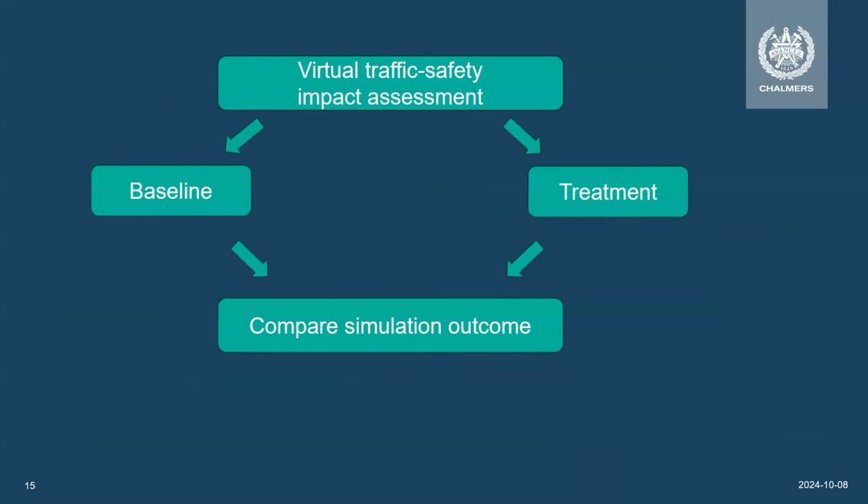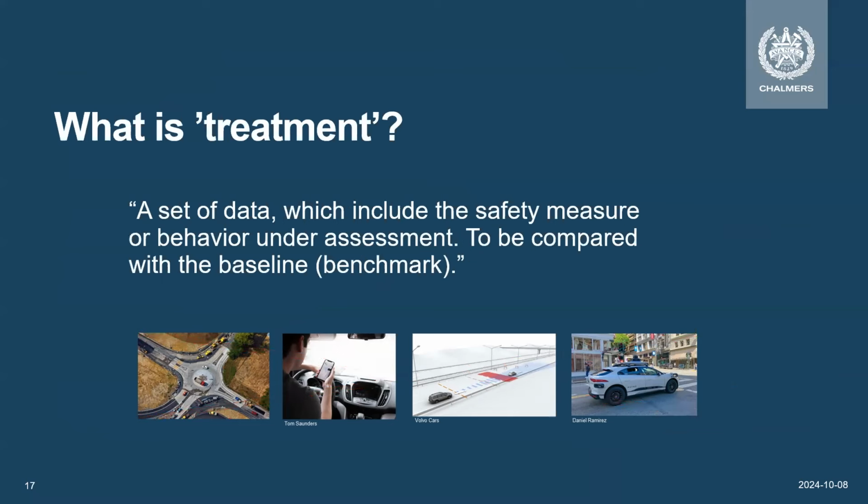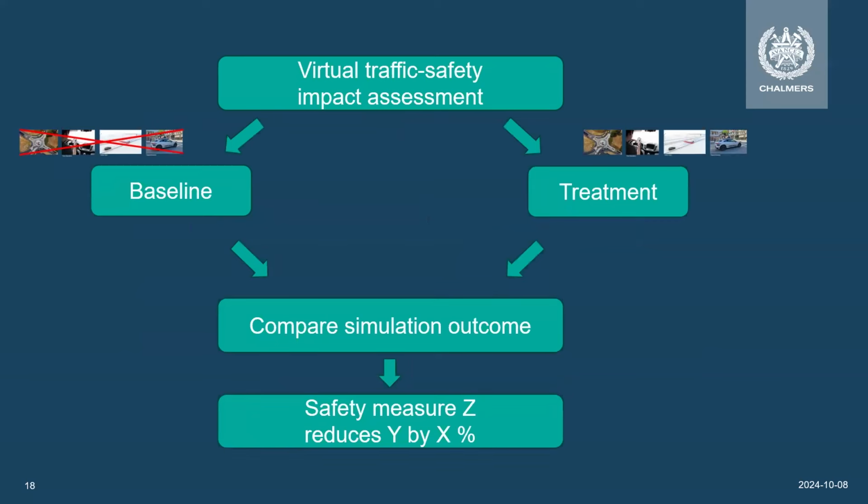I need to define those. And we then want to compare this. I'll come back to this slide in a bit. What is baseline? It's a set of data which does not include a safety measure, and which is then serving as the benchmark. This can be defined in many different ways. Treatments is the data where you have the safety measure and you want to compare that. So that's just the basics. So you have this, you compare the simulation outcome, but you need to compare it on something. So the why here, what to compare on. Do we compare on crashes, TTCs lower than a certain number, or fatalities?